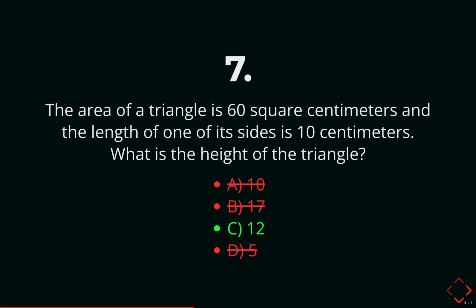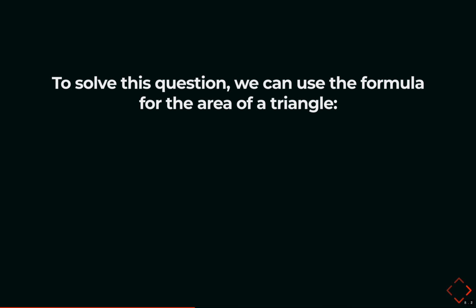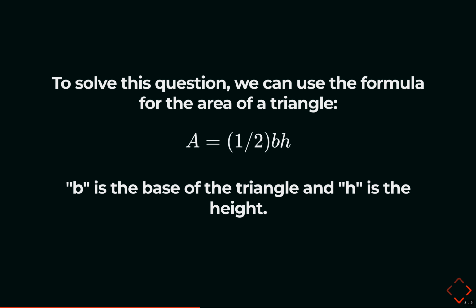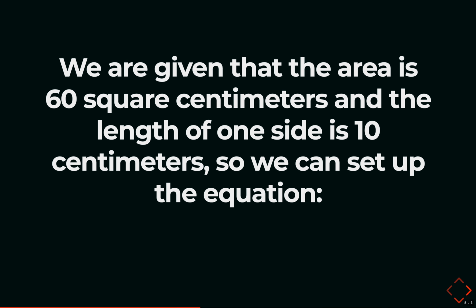Let's see how we solve this. To solve this question, we can use the formula for the area of a triangle. A equals 1/2 times B times H, where B is the base of the triangle, and H is the height. We are given that the area is 60 square centimeters, and the length of one side is 10 centimeters. So we can set up the equation as 60 equals 1/2 times 10 times H.